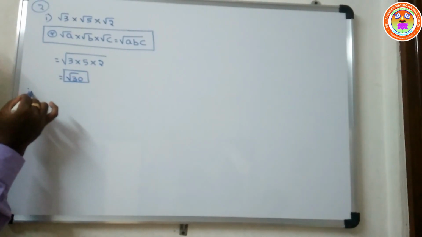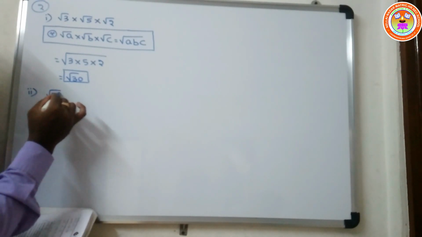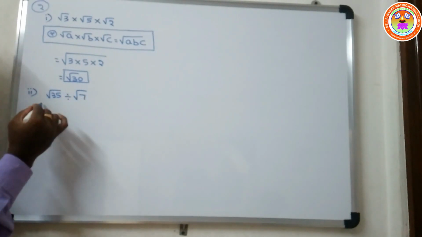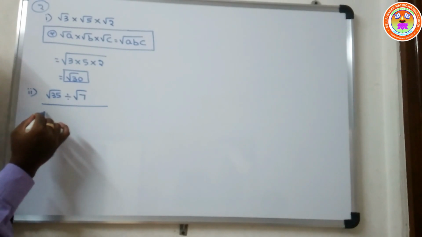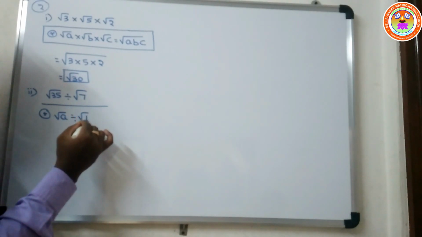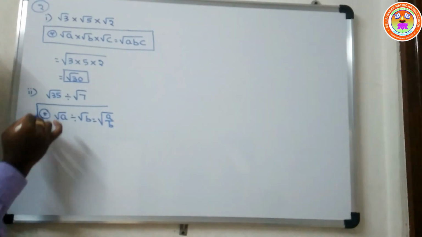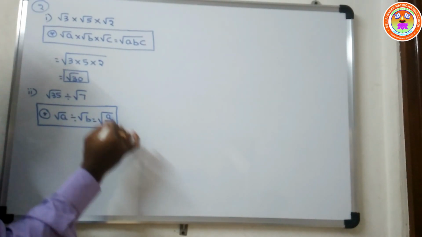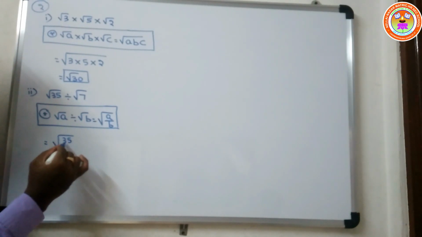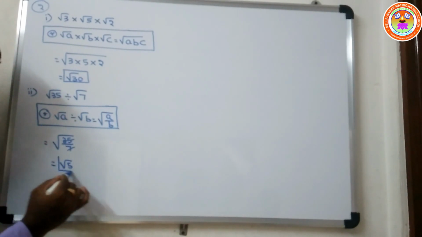Now I'll go to the second sum. Square root of 35 divided by square root of 7. Now the formula is root A divided by root B equals square root of A by B. Applying this formula, square root of 35 by 7. 7 table, 7 fives are 35.